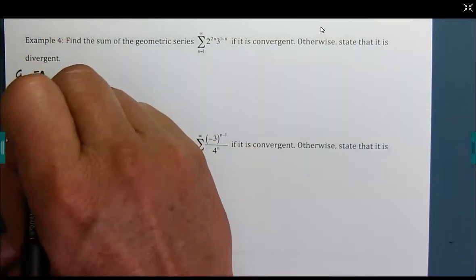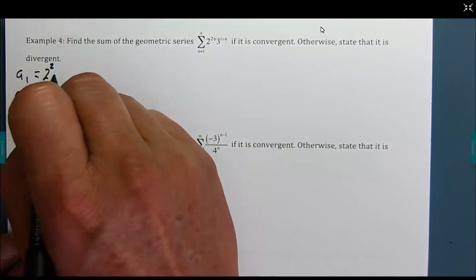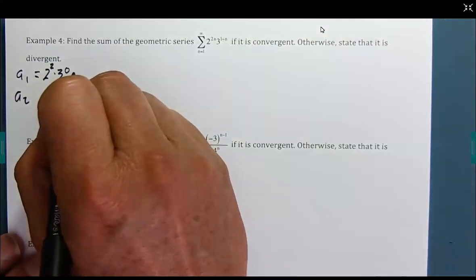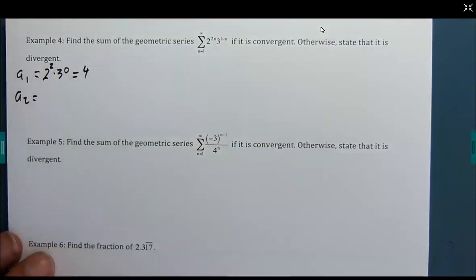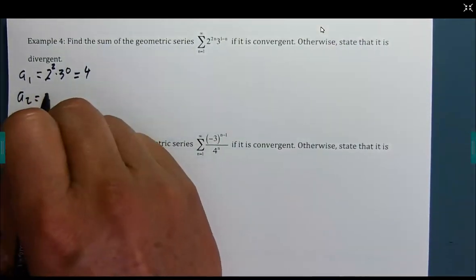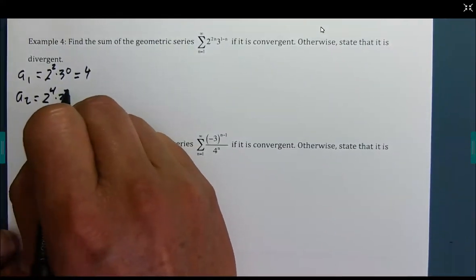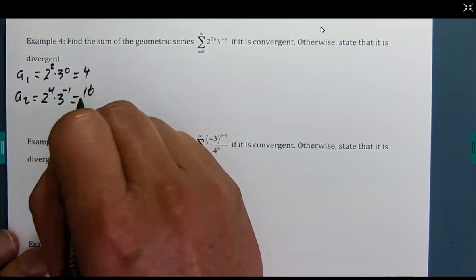So when n is 1, that's going to be 2 to the second power times 3 to the 0, right? When n equals 1, 1 minus 1 is 0. So that first term there is 4. When n equals 2, that's going to be 2 to the fourth power times 3 to the negative 1. That's going to be 16 over 3.